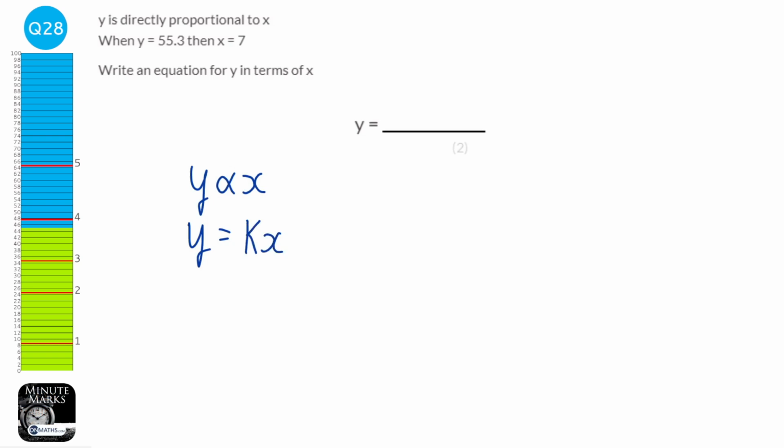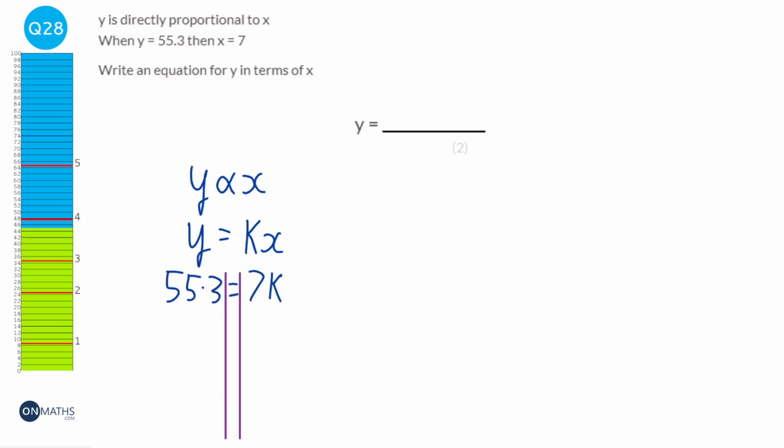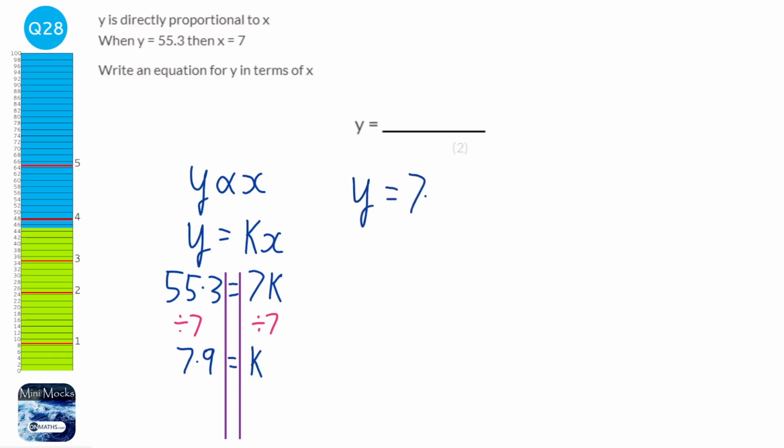Now to find out what that something is, to find out what that constant is, what we're going to do is feed in the value of y and the value of x that we have. So we're going to feed those in. So y is 55.3 and x is 7. So it would be 7k. And we're just going to put our lines in and solve this. So it's going to be divide by 7 both sides. And 55.3 divided by 7 is 7.9. And that's what k is. So we're going to rewrite this formula, y equals 7.9x. And that is actually our answer.